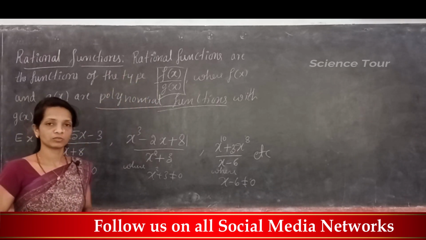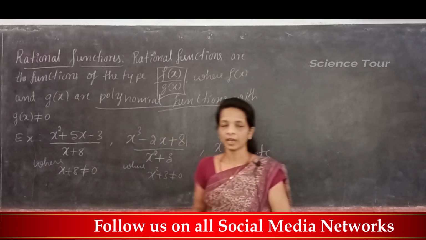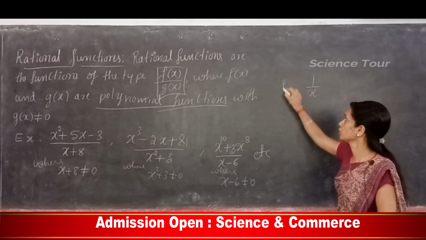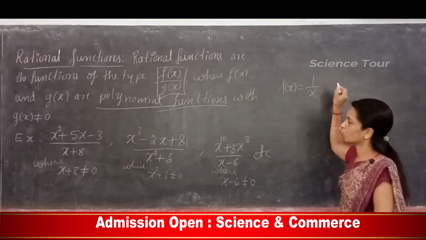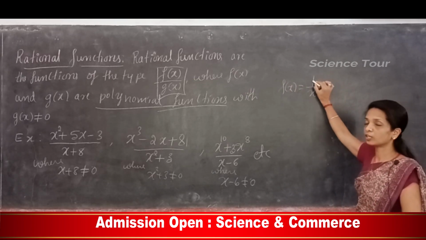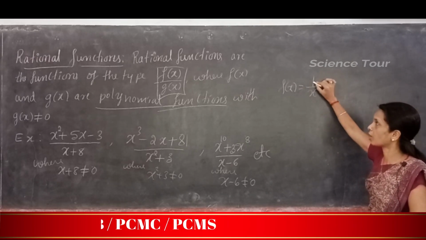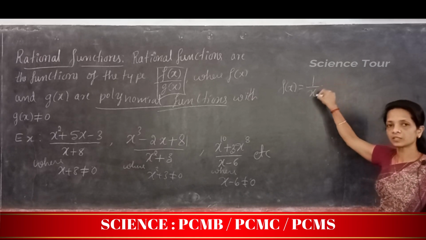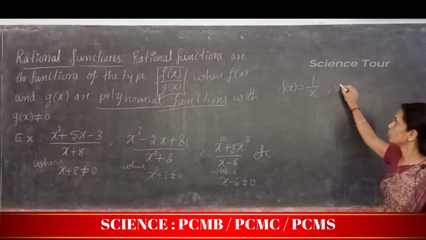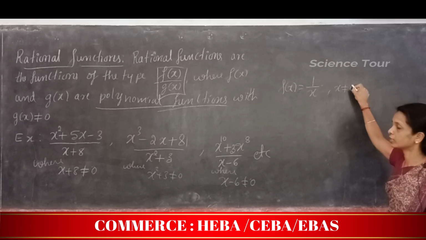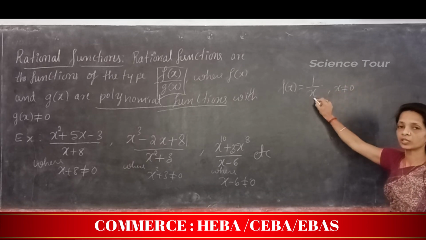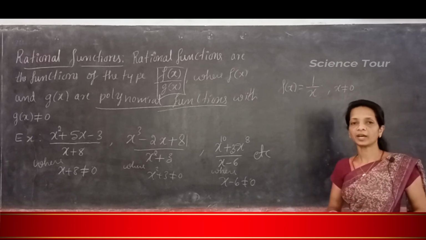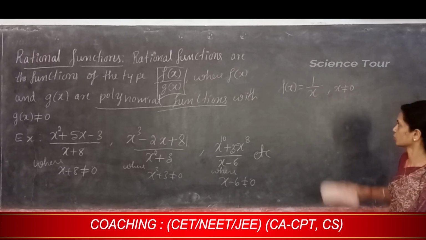Under rational functions, you will study the graph of a rational function. Take the simple rational function f of x is equal to 1 by x. In the numerator you have 1, which is a constant polynomial. In the denominator you have x, which is a linear polynomial, and the denominator x should be not equal to 0. You will study the graph of this function 1 by x, and we also write the domain and range of this function.